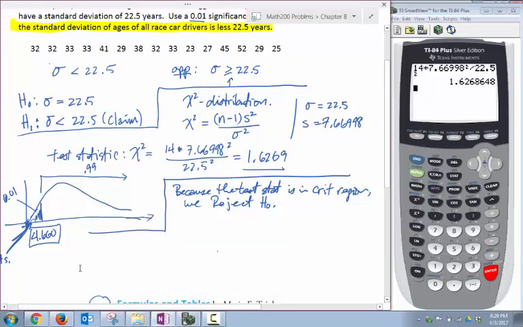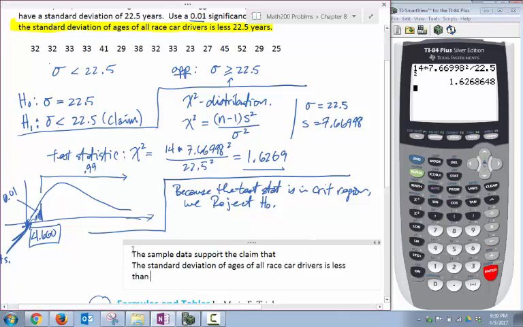And so we look back at all our information. We see that our original claim does not contain a condition of equality, and we see that we rejected the null hypothesis. So this is another opportunity for us to support the claim. We can make a conclusion here and say that the sample data support the claim that the standard deviation of ages of all race car drivers is less than 22.5 years. Okay. All right, I hope that helps.